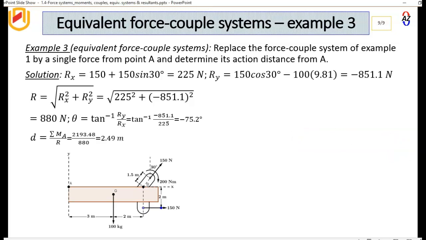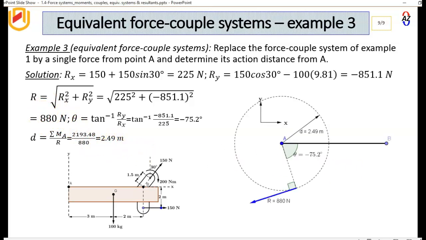The distance d, of course, is simply the moment at A, which we calculated in example 1, divided by this 880, and that gives us about 2.49 meters. Now let's see.